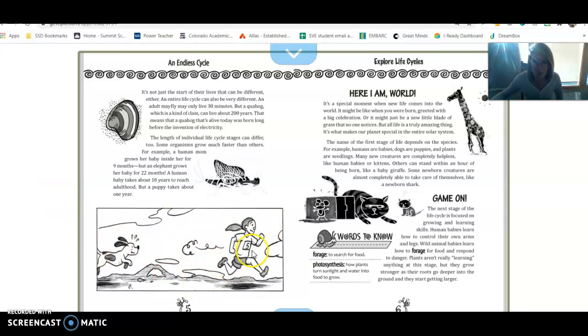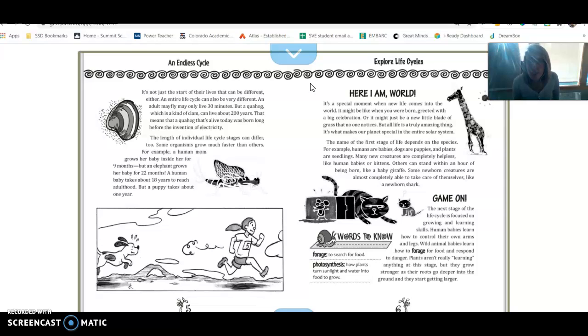Here's the continuation of the cartoon. Here I am, world. It's a special moment when new life comes into the world. It might be when you were born, greeted with a big celebration, or it might just be a new little blade of grass that no one notices. But all life is truly an amazing thing. It's what makes our planet special in the entire solar system.